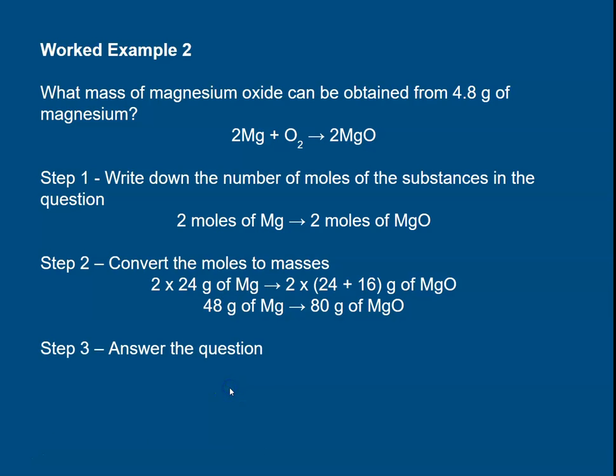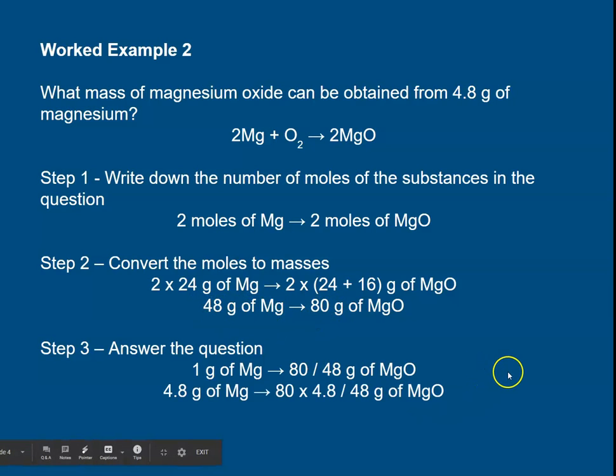But again, here's the fail-safe way. 1 gram will give 80 over 48. I've divided each side of the equation by 48. So 4.8 grams would give 80 times 4.8, so 4.8 times more than 1 gram, again divided by that 48. So you can have a look and work that out and check my maths, but I get that as 8 grams of magnesium oxide.